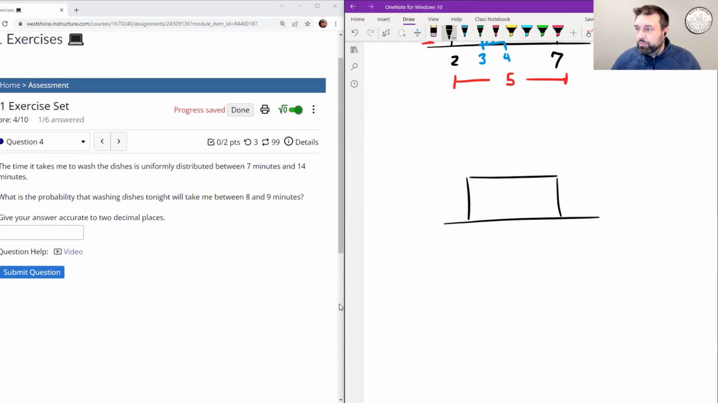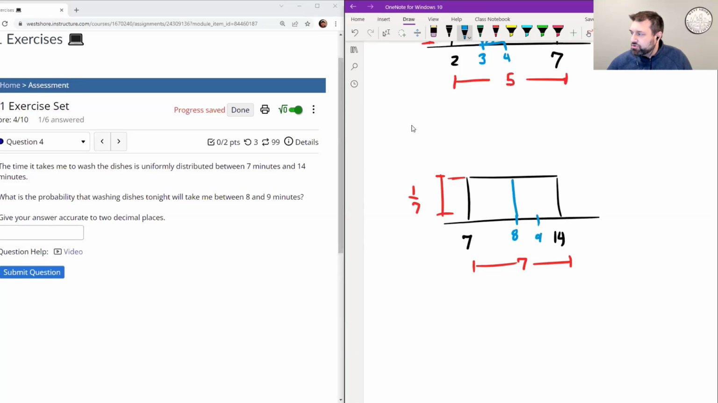The time it takes me to wash dishes, well, actually, I use a dishwasher, but if I were to wash dishes by hand, it'd be between 7 minutes and 14 minutes. Okay, so that's my minimum and my maximum. What is the probability that washing dishes tonight will take me between 8 and 9 minutes? And so 8 is this number, 9 is this number, not drawn to scale. Maybe I should draw this a little bit better. Let's put the 8 here. There we go. There's the 8, there's the 9.